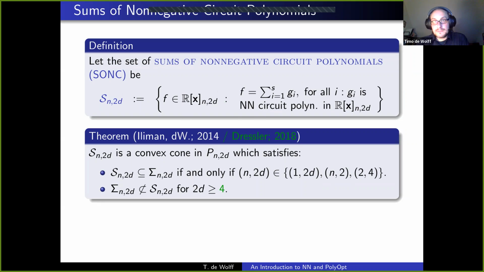Thanks. Other questions? So I know you focus a lot on applications of these kinds of techniques. So have you been able to use circuit polynomials in specific applications?